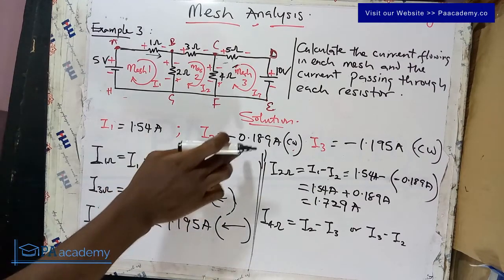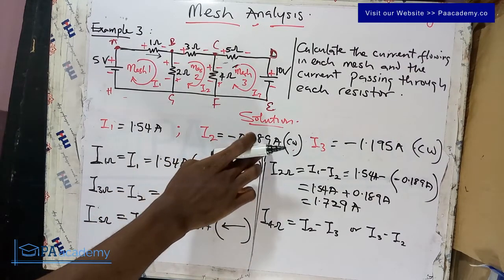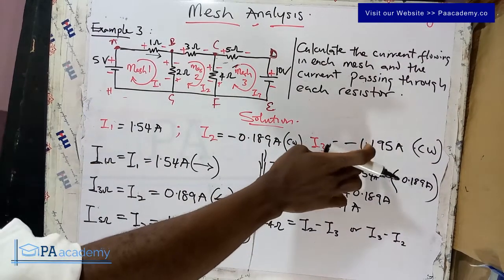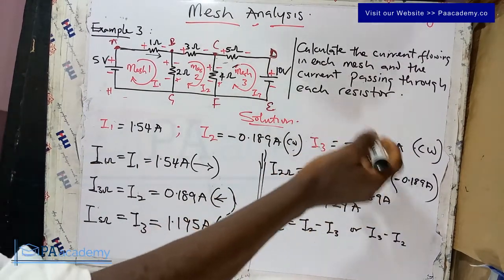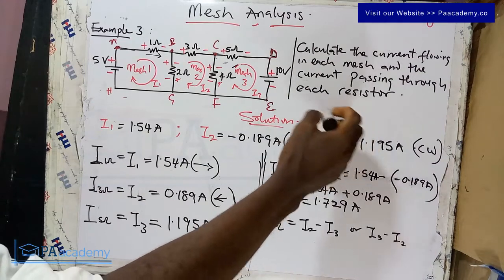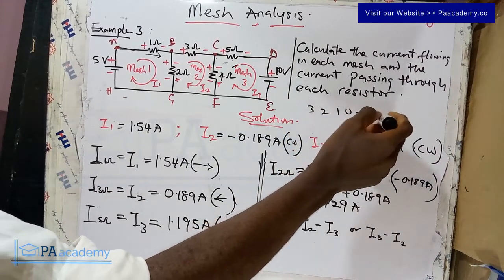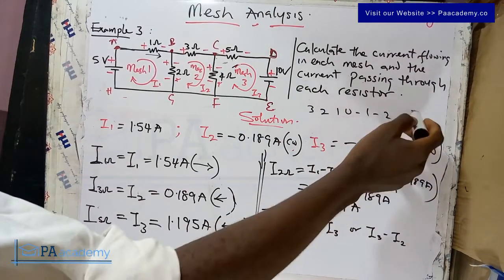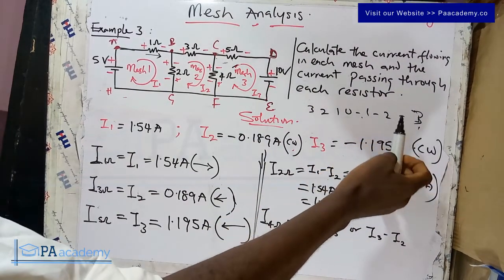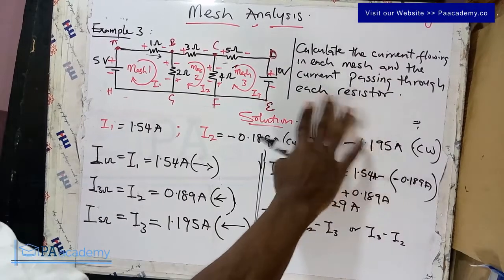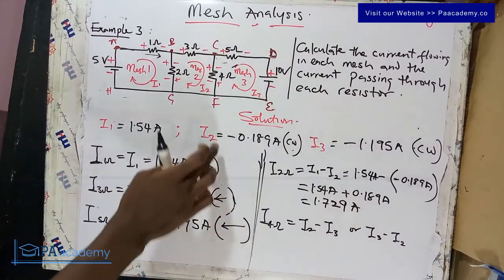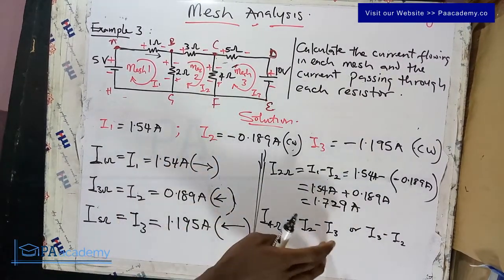So the one with the higher value is I2, minus 0.189. Please don't make the mistake of saying that because this is 1 point something it is higher. If you're having numbers in descending order, let's say from 3, 2, 1, 0, minus 1, minus 2, minus 3, definitely minus 1 is higher than minus 3. Exactly. So the one with the higher value is minus 0.189, which is I2. That means we are going to be using this.